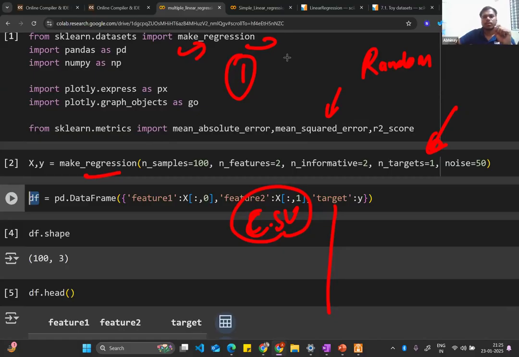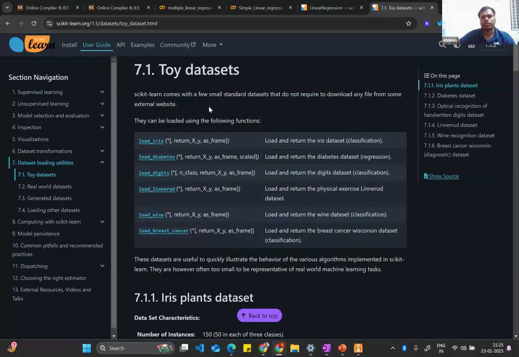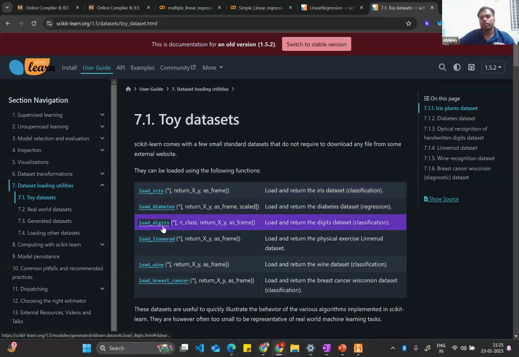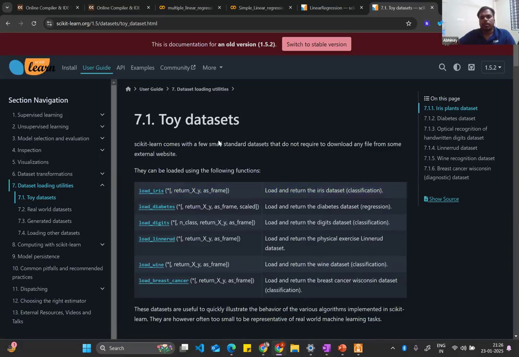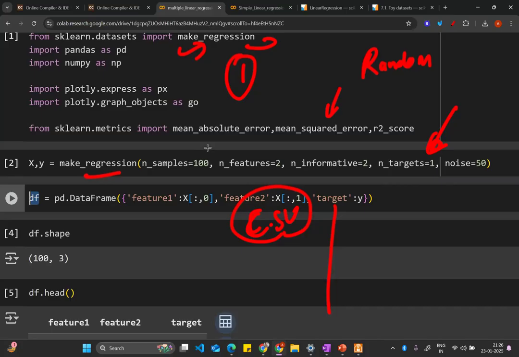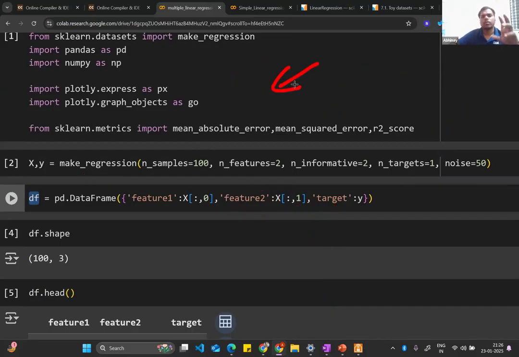Just like these kinds of data, load_iris, load_diabetes, digits, linnerud, wine, breast cancer. These are some of the datasets that have been made in machine learning and stored under this datasets class. In the same way, if you don't want to load these kinds of data, you can make your own random data. This is not a good practice, though.